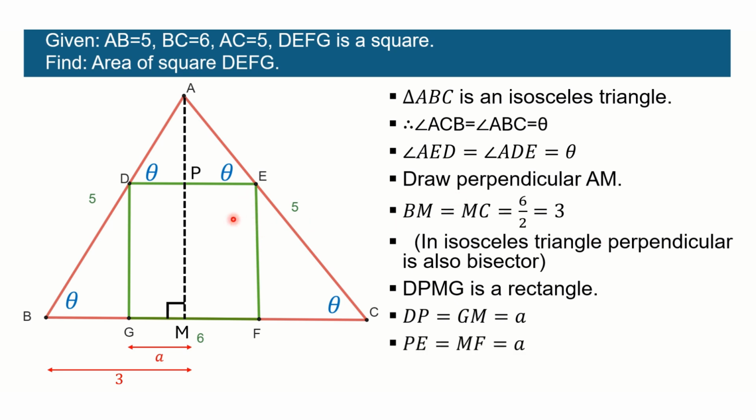Now from symmetry, if this distance is A, then this also has to be A. These two triangles are congruent because this side is common, this angle is theta, and this angle is also equal because this is a bisector. So this triangle and this triangle are congruent. This means this side is equal to this side. So PE is equal to A. Similarly, MF is also equal to A because this is a rectangle.